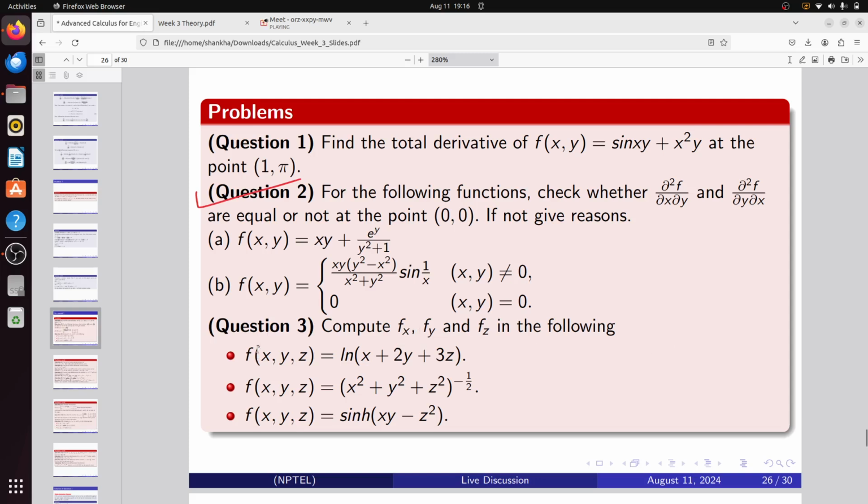So there are three f values: f(x,y,z) equal to ln(x + 2y + 3z), f(x,y,z) equal to (x² + y² + z²) to the power minus r, and f(x,y,z) equal to sinh(xy − z²). So just quickly wrap it up. Quickly compute the partial derivatives fx, fy, fz for each of the expressions of f. You just determine it.